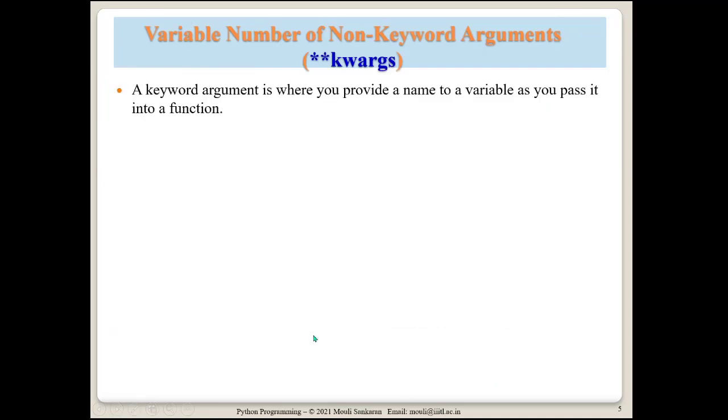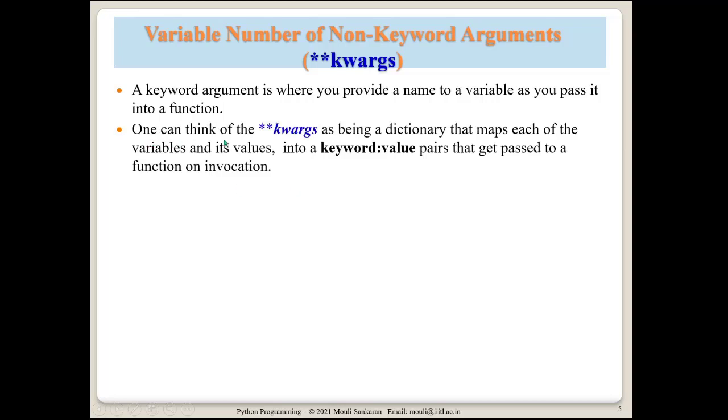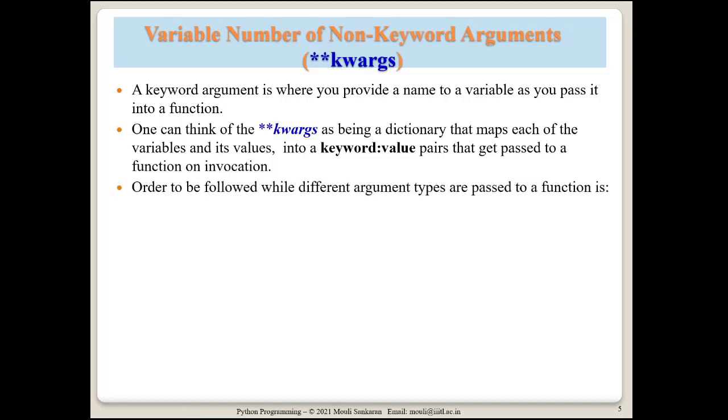So let us look at kwargs, which is a keyword argument, is where you provide a name to a variable as you pass it into a function. So we are giving a name to a variable as well as the value to the variable. One can think of this as being a dictionary that maps each of the variables and its values into a keyword value pair, okay, that get passed to a function on invocation. So based on number of keyword pair you have, they are all grouped together in a dictionary, and that is passed as this dictionary inside. Now inside the function, you can expand it and look at those values and start processing them.